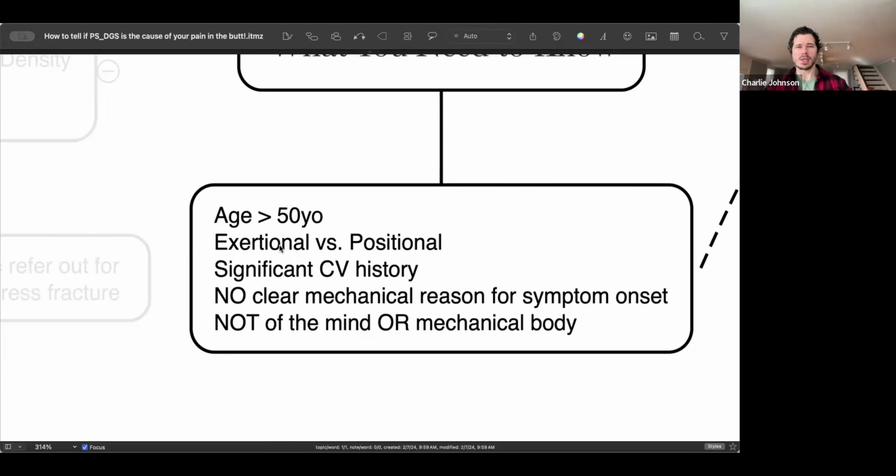So let me be clear and let me give you an example. Exertional versus positional. Let's just say, hopefully you can see me, that I'm walking. Look at my trunk. The position of my body does not change. I'm walking.